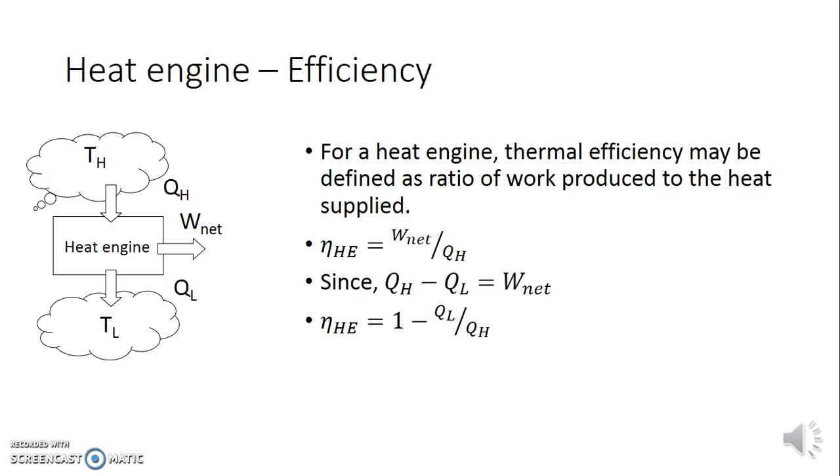Now, let us find the efficiency of a heat engine. Efficiency of any device is defined as the ratio of desired output to required input. For a heat engine, thermal efficiency may be defined as the ratio of work produced to the heat supplied. So heat engine efficiency is W net upon QH. Since QH minus QL is equal to W net, as we derived in the energy balance, heat engine efficiency is 1 minus QL by QH.